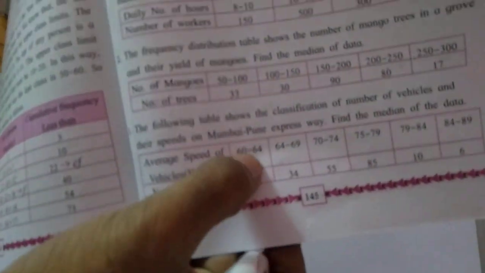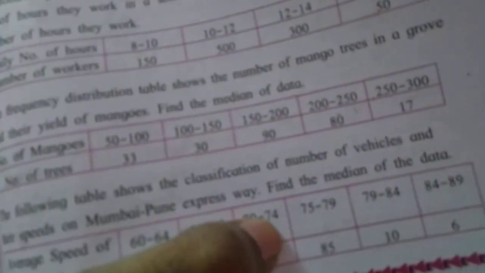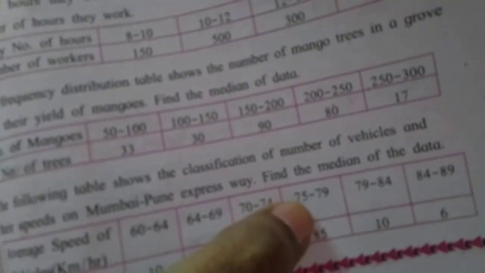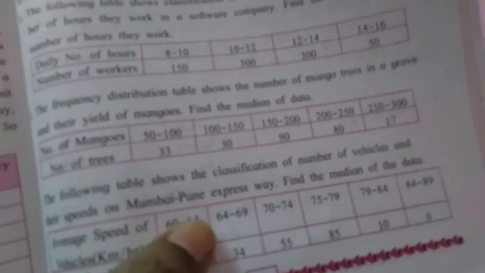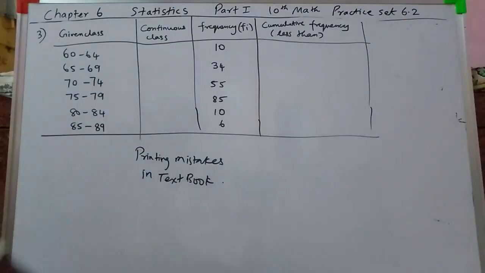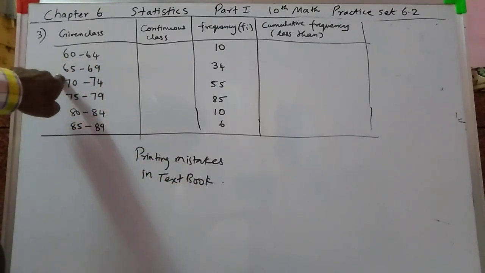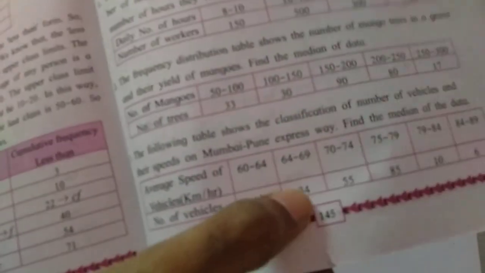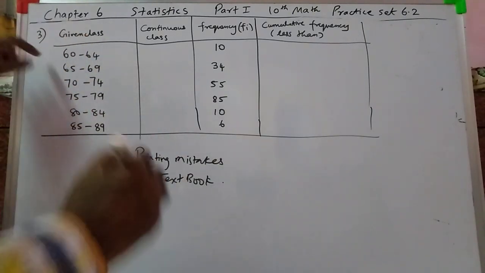And the third problem, it is a printing mistake. It is 65, 74, 75. You can check this. The printing mistake in the textbook: it is 60, 64, 65, 65, 70, 75. It will go like this. So it is wrong. Now it is discontinuous.